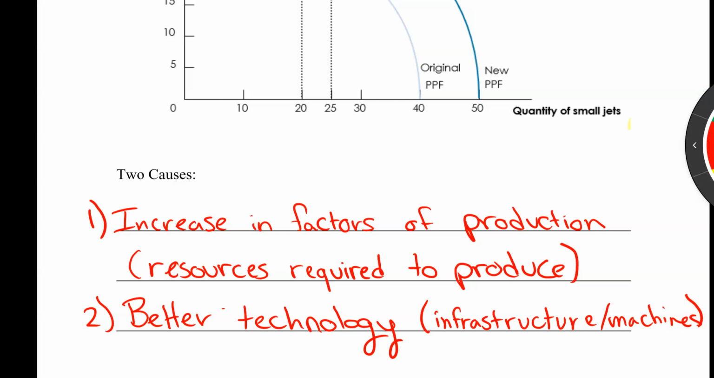And then if we have better technology, like infrastructure and machines. So if we go from planting seeds by hand to using a tractor, we're going to increase the amount we can produce significantly.